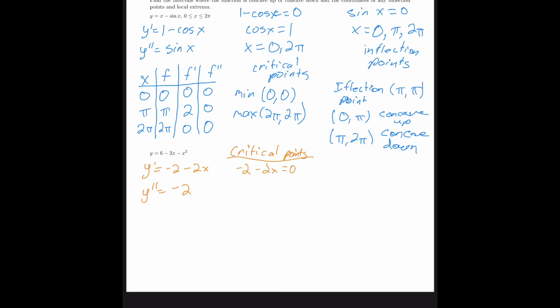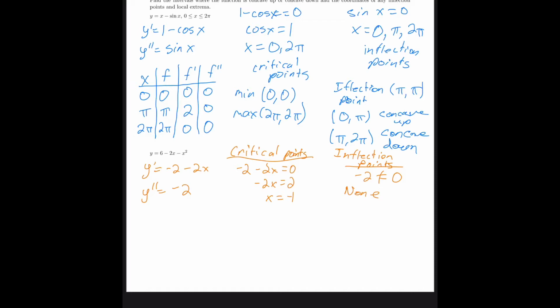So we can find the critical points. So the critical points are when this is 0. So critical points. Okay, so negative 2 minus 2x equals 0. So negative 2x equals 2. So x equals negative 1. And then inflection points are when the second derivative equals 0. So negative 2 equals 0. Well, that doesn't work, so there are none. Okay, so there are no inflection points.